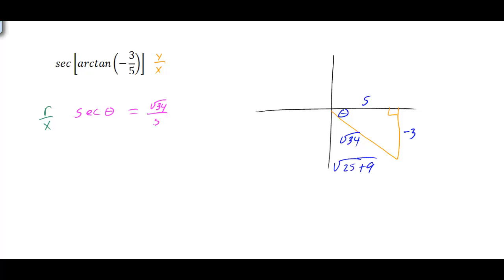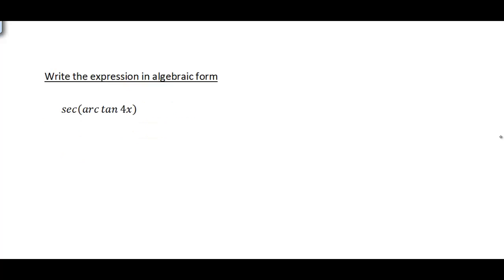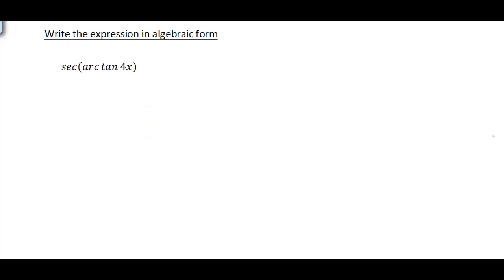Okay, so now we want to look at another example, but you notice here this one is in terms of 4x. We don't have just strictly numbers here. So it says write the expression in algebraic form. We have the secant of the arctangent of 4x. Well, once again, we need to label our right triangle.